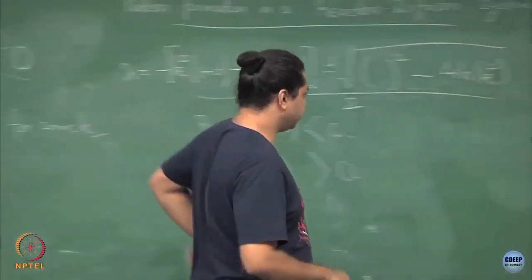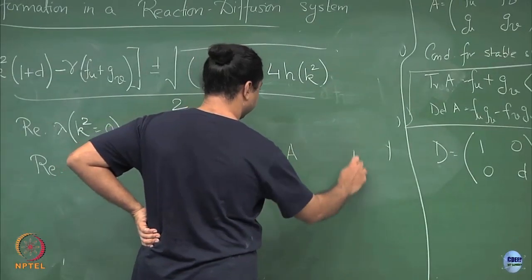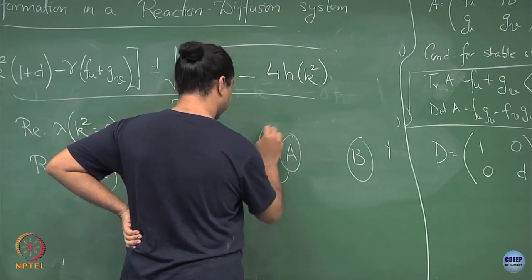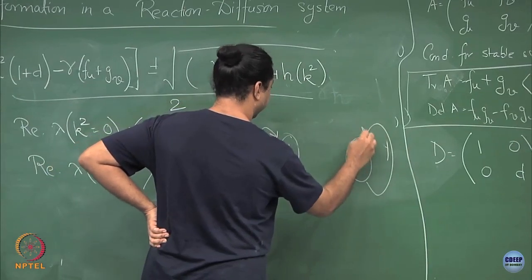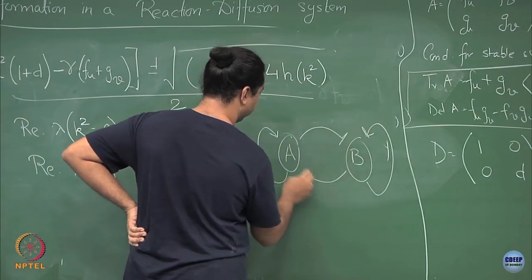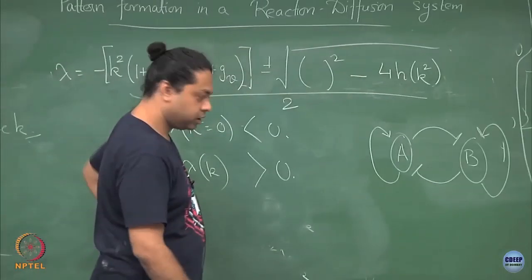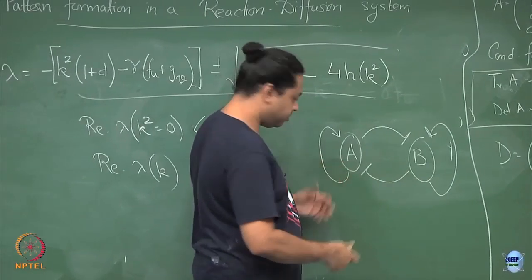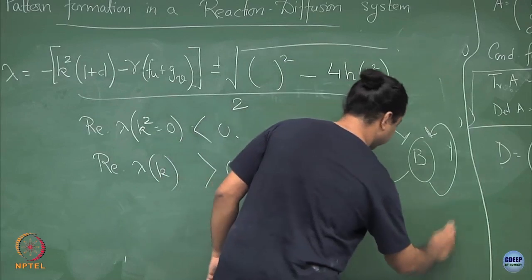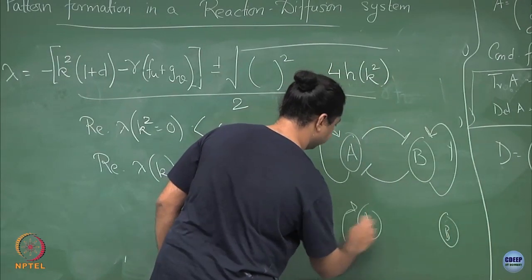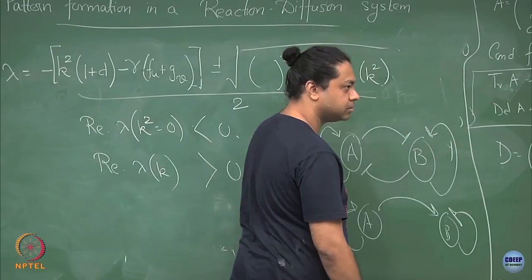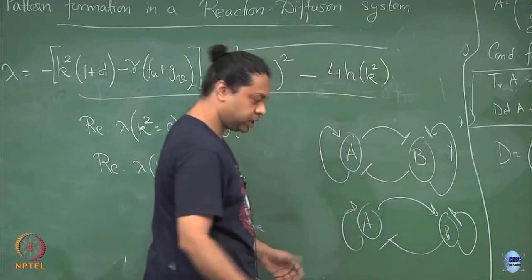So, for example, if I had a chemical reaction like this, I have two species A and B. Let us say they both upregulate themselves and they mutually downregulate each other. So, neither is a clear activator or inhibitor. Remember last day we were talking about a pattern in the equation that we looked at, where A activated itself and activated B, whereas B auto inhibited itself and inhibited A.